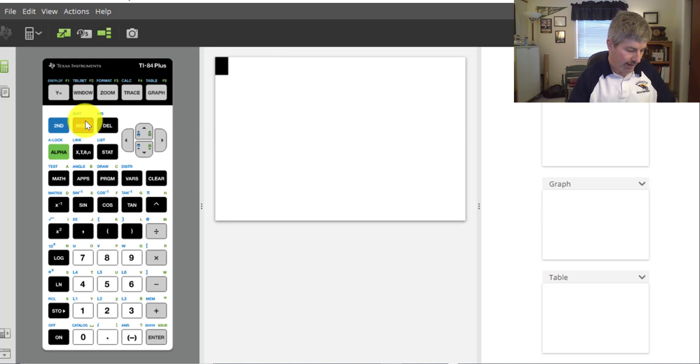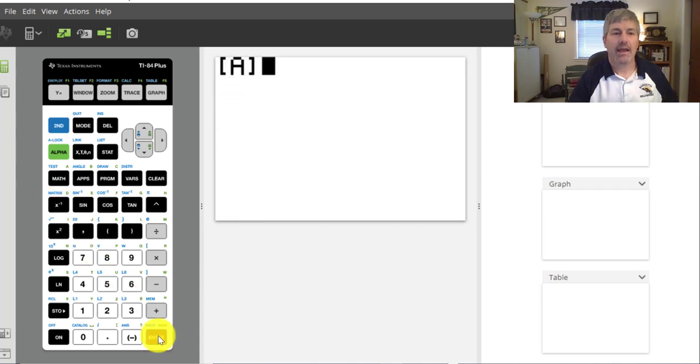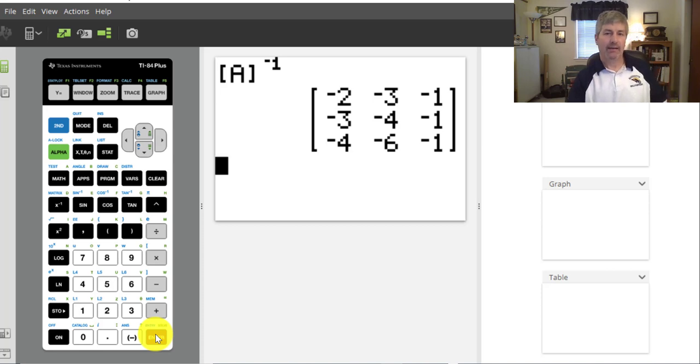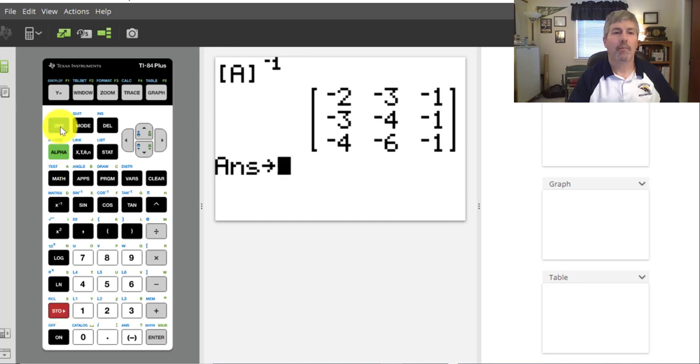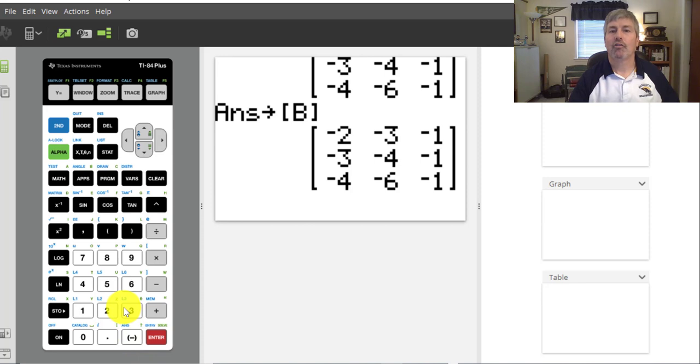And it's asking me to find the inverse of A. If I go ahead and pull up my matrix, I selected A. All I have to do is use the inverse key, the x raised to the -1, and enter that. And that is the inverse of A. And then I'm instructed to store that as B. So I go to the lower left-hand corner here. I'm going to store it as matrix B. So now I have stored that as matrix B.